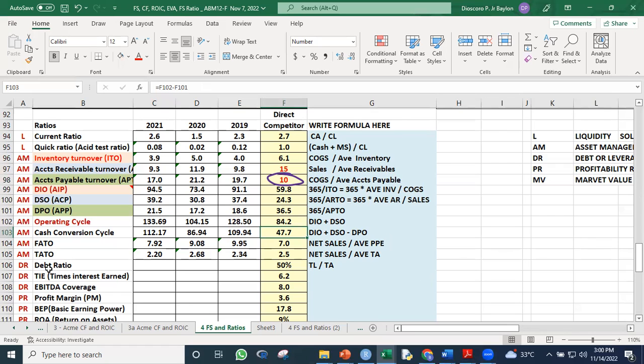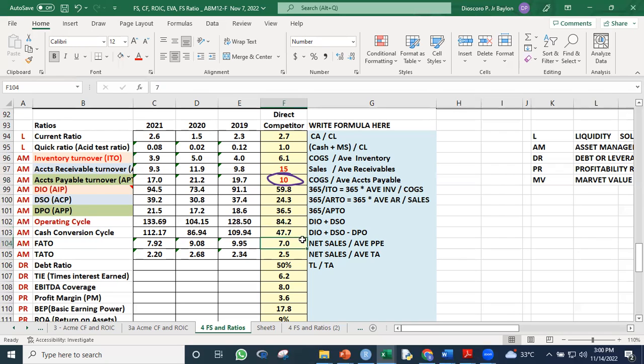All right. So another type of asset management ratio we have is the FATO, which is a measure of how much we are earning on sales for every peso of property, plant, and equipment. So on the average, we are generating 7.92 in sales for every peso of fixed assets or property, plant, and equipment.